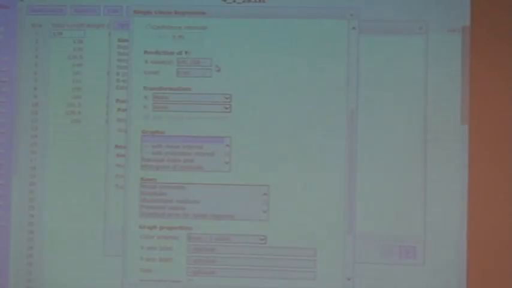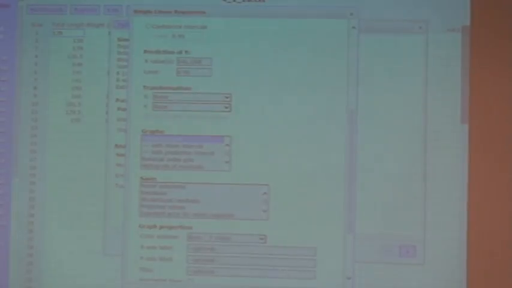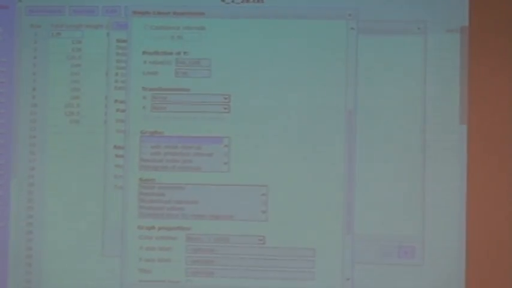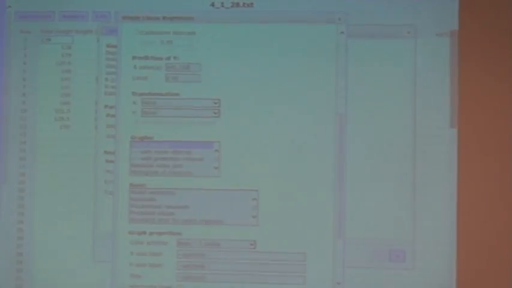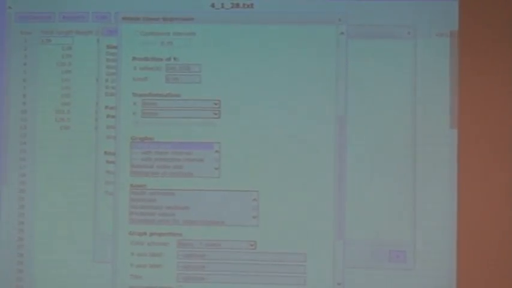Are you guys with me? Did you find it? So it's where it says prediction of Y. It would be above it. The box right above it, where it says prediction of Y, where it says X values. Down, down, down, yeah, there. The box above where your cursor is. Yeah, okay, so it would be 141, comma 150.